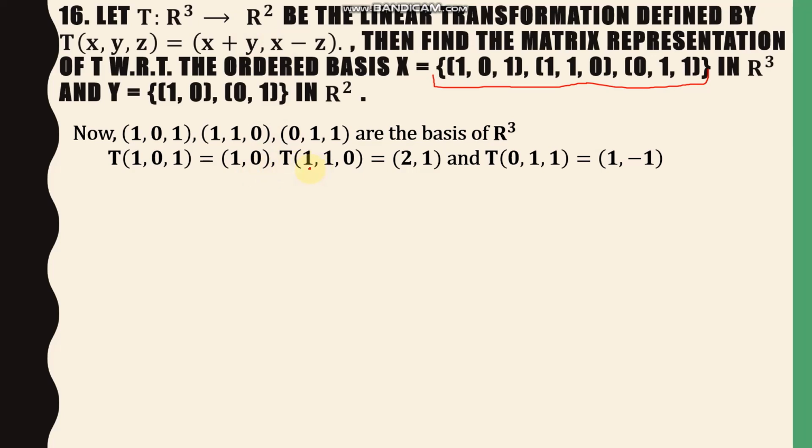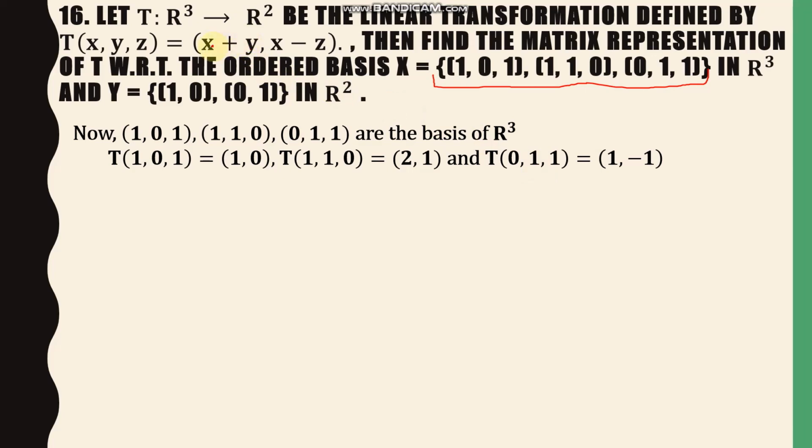Then T of (1,1,0): put x equal to 1 and y equal to 1. So we get 1 plus 1, which is 2, and 1 minus 0, which is 1. Then put (0,1,1): put x equal to 0, y equal to 1 and z also equal to 1.